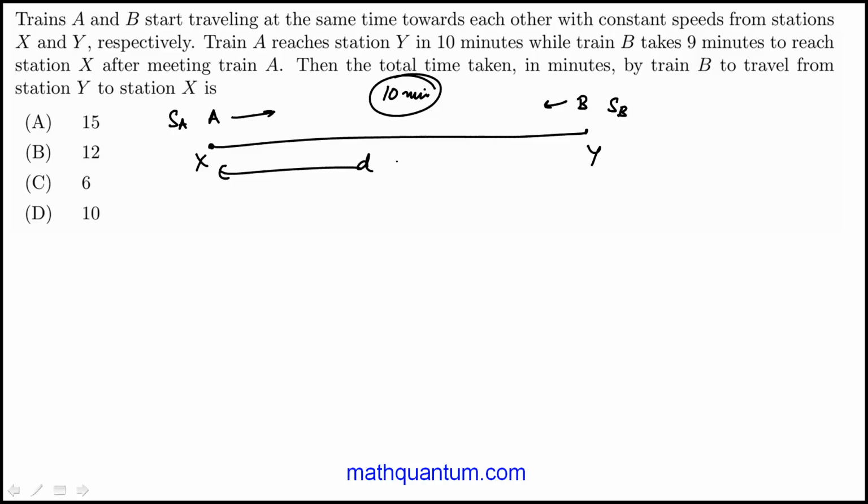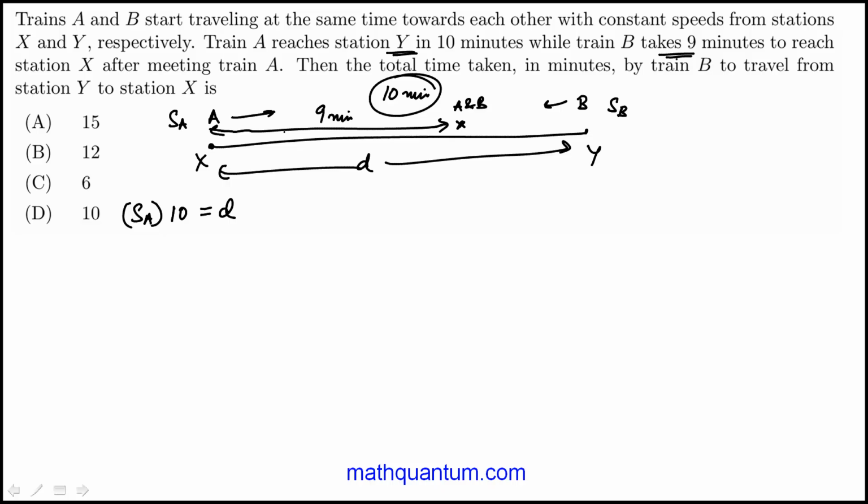So if the distance is D, our first equation is that speed of A times the time, 10 minutes, is equal to D. Now we're told that train B takes 9 minutes to reach station X after meeting train A. So let's say that happens at this point where A and B meet each other. So then B will take 9 minutes from that point to reach.